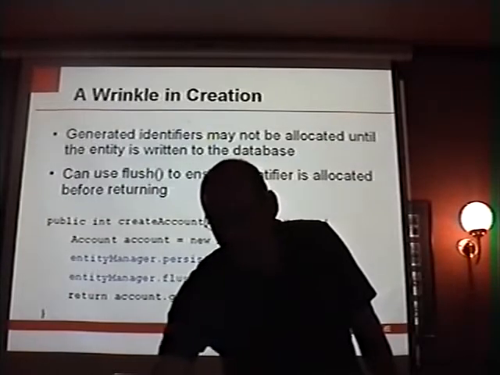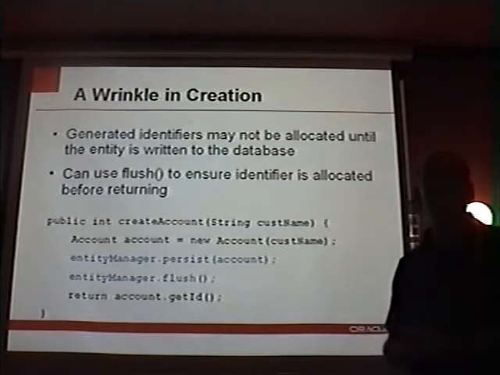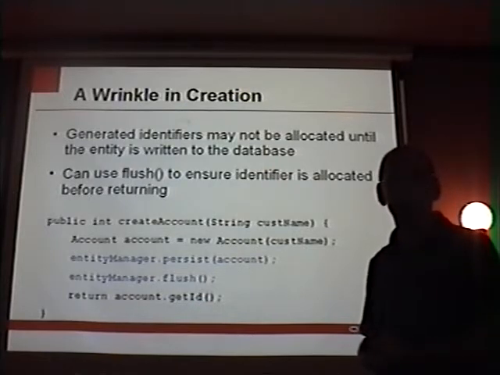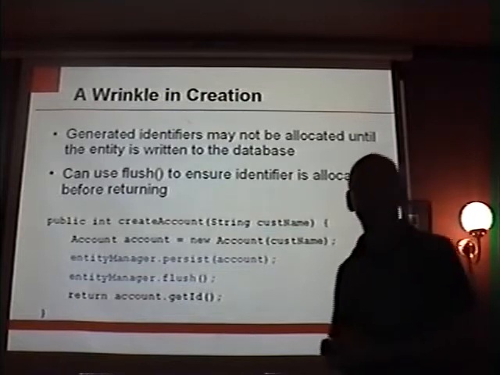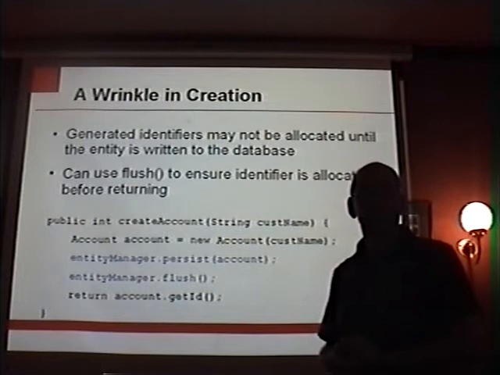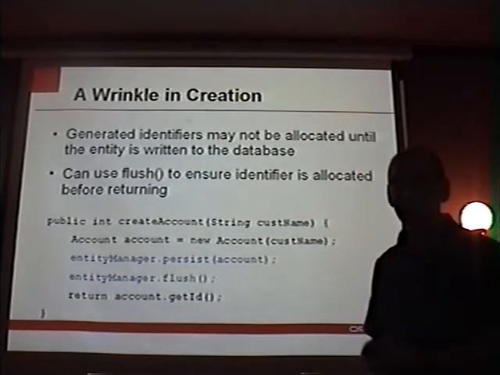Well, there's a problem here. We don't necessarily know that ID has been created yet, because we didn't say how the IDs were being created. Well, what happens if that ID is being created through an identity column? Then the ID won't be created until the object has been persisted and written to the database. But that doesn't usually happen until the transaction commits.